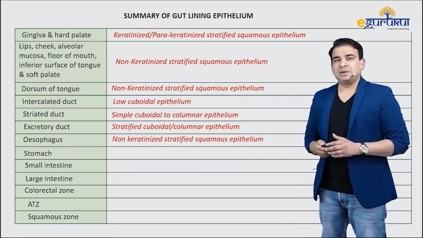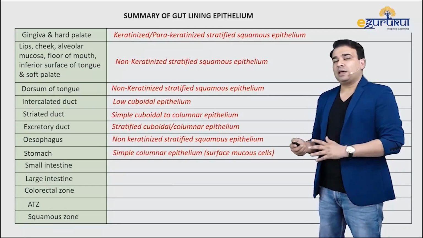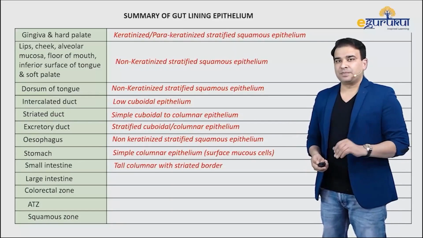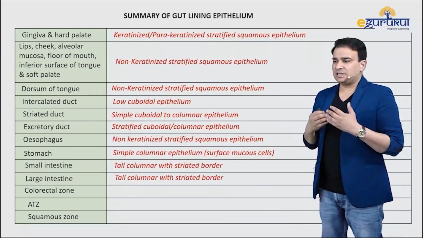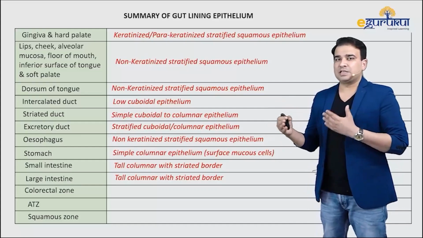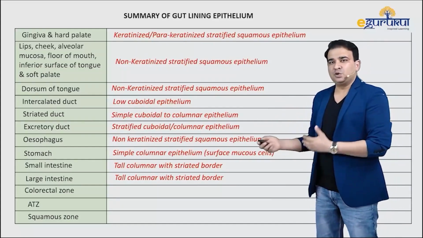Stomach, again having a simple columnar epithelium. The small intestine is also having a columnar epithelium but with a striated border, right? And so is the same epithelium we have in the large intestine as well. But as we said, the number of goblet cells will keep on increasing as we go from the small toward the large intestine. And then we have the three zones which we just discussed.